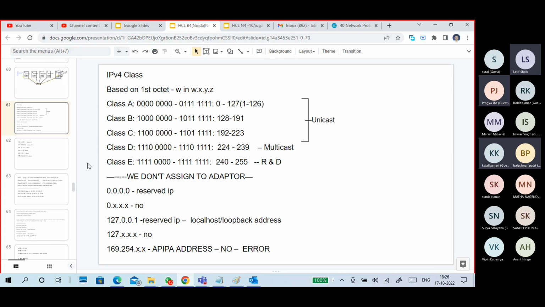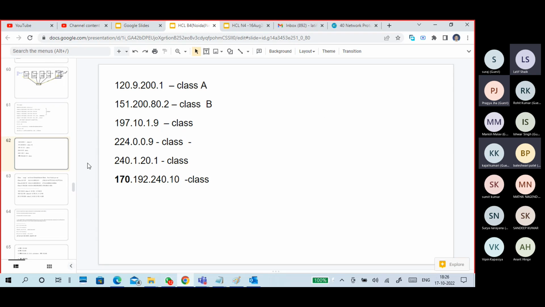In that, we don't use 0.0.0.0 or the 0 series entirely, and also 127.0.0.1, which is reserved for loopback or localhost address. The entire 127 series we also don't use. To identify, compulsorily note down some IP addresses or randomly create some IP addresses, then start identification, or you can identify from here also. Which class it is, that is important. We can identify the class based on the first octet, the first number.